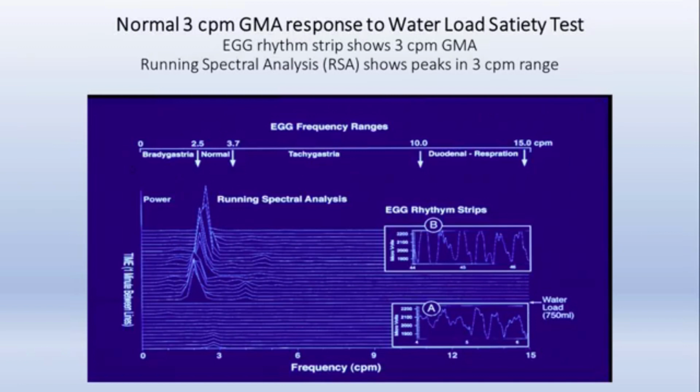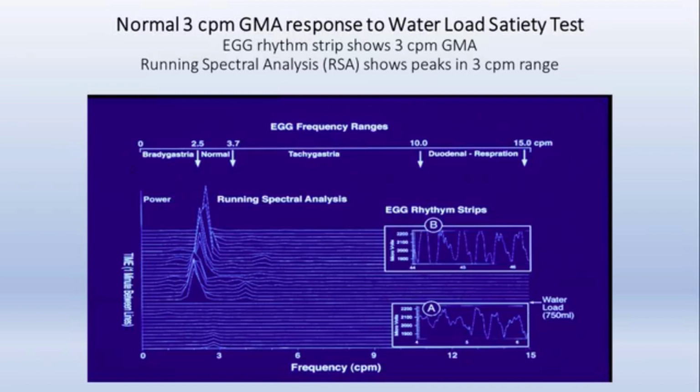per minute waves. So that's the rhythm strip, but that rhythm strip can be digitized, just like you have digitized music. We digitize this signal, and in the long frequency CPM line at the bottom of the screen, you look at the 3 cycle per minute frequency, and you can see that after this subject drank water, they have a very nice regular set of 3 cycle per minute peaks.